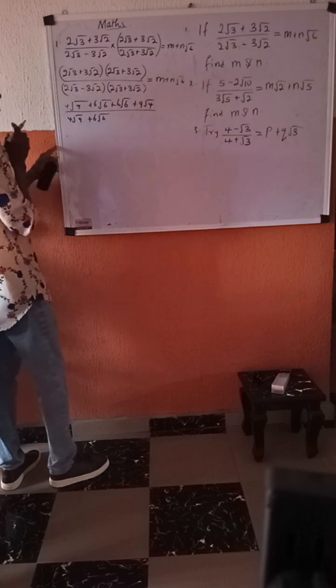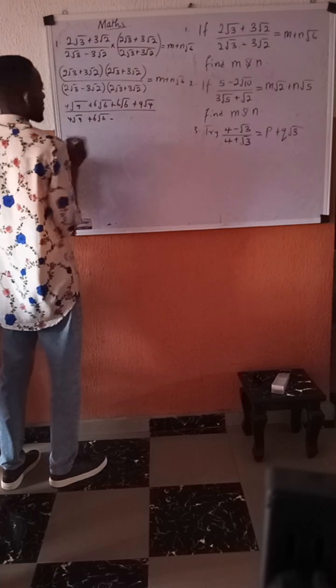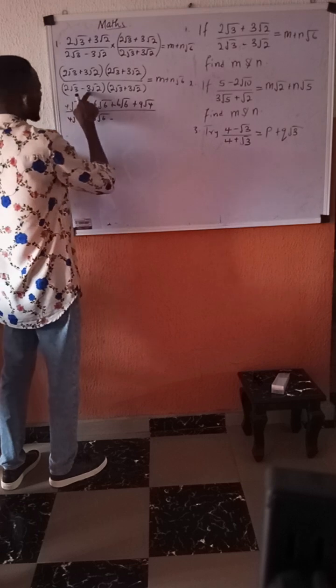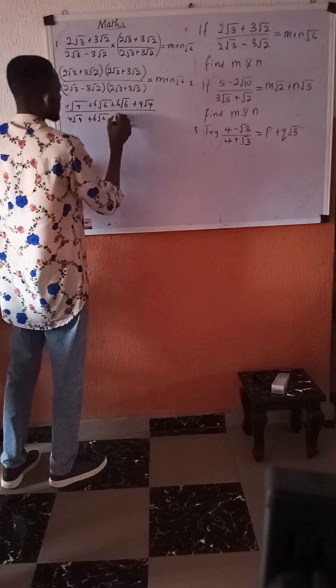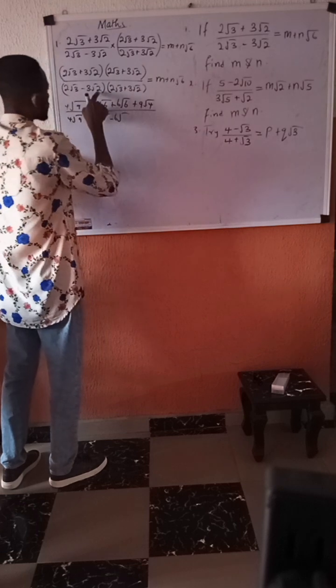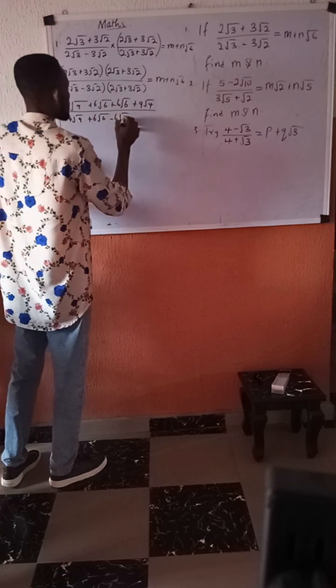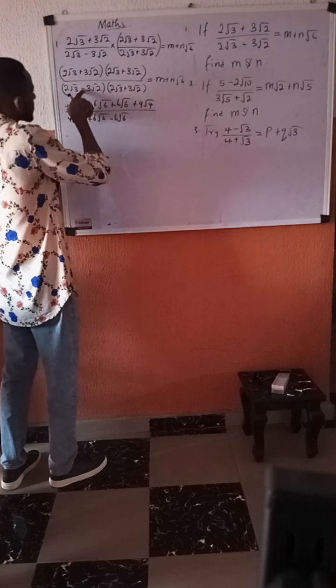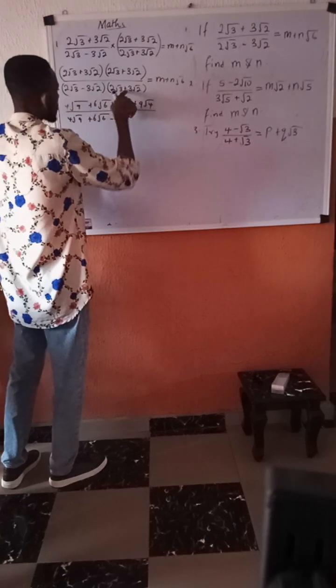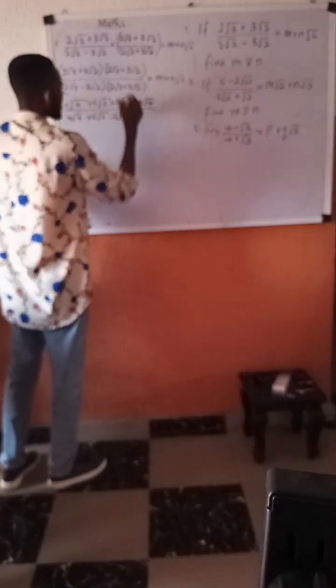Then I come to the second term here. The sign here is minus. Then I have 3 times 2 is 6, root of 2 times 3 is 6. The sign here is minus. Minus into plus is minus. This is 3 and this is 3. 3 times 3 is 9, root of 2 times 2 is 4. We are told that this equals m plus n root 6.